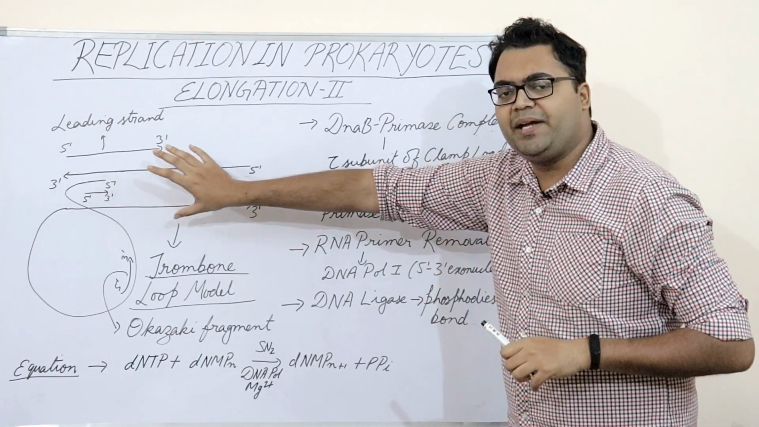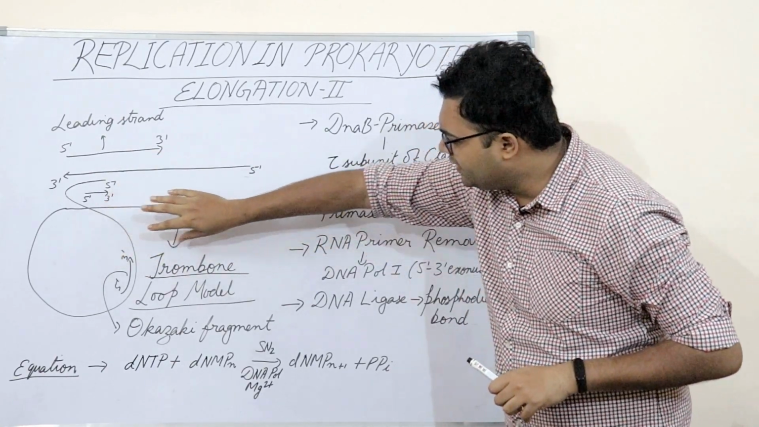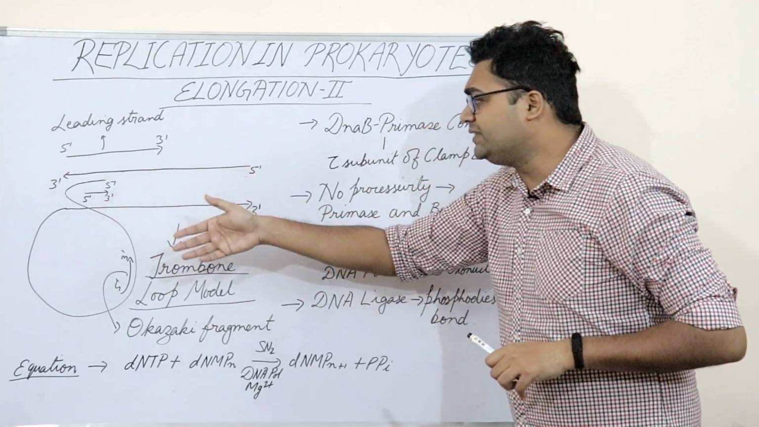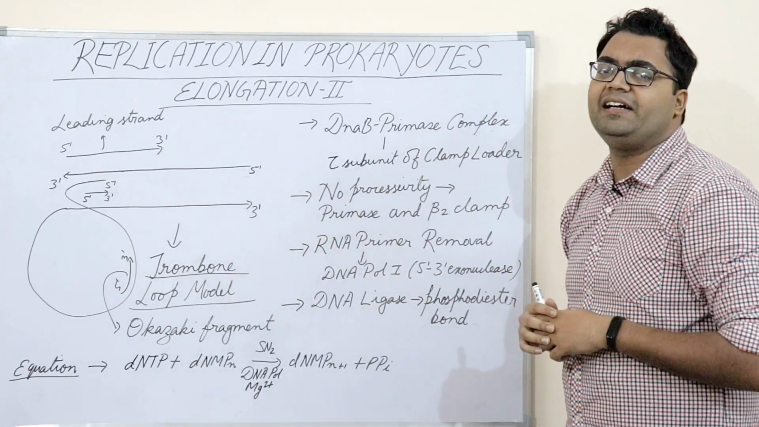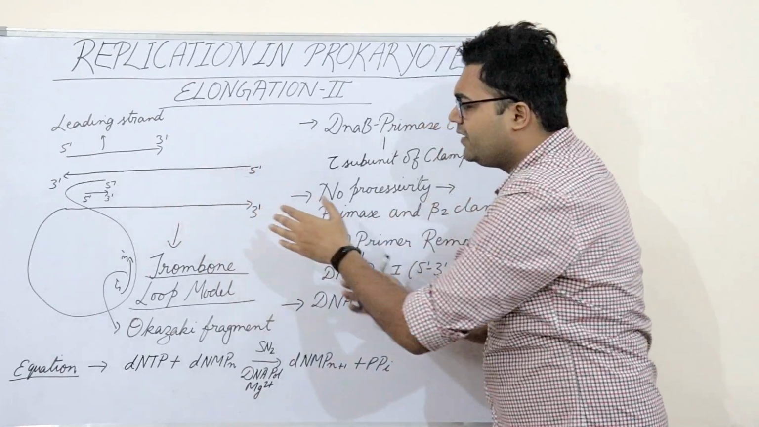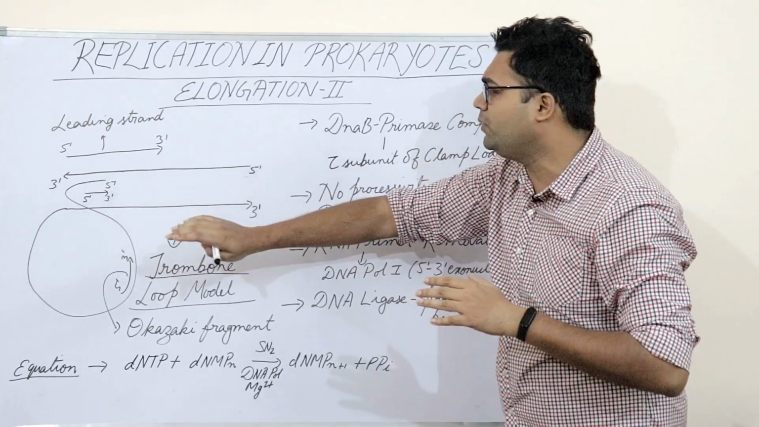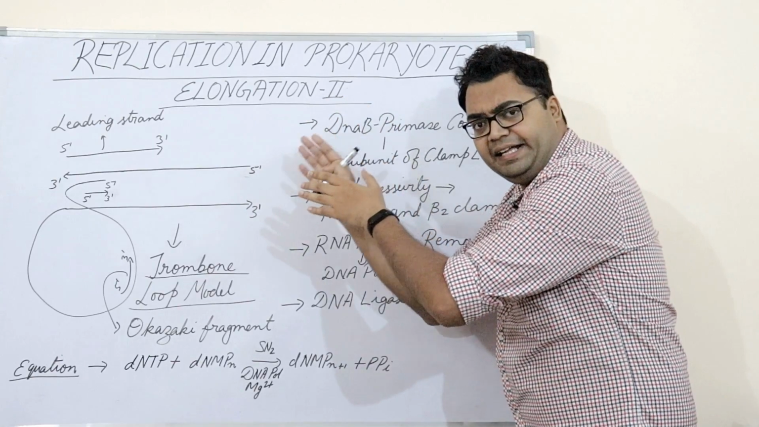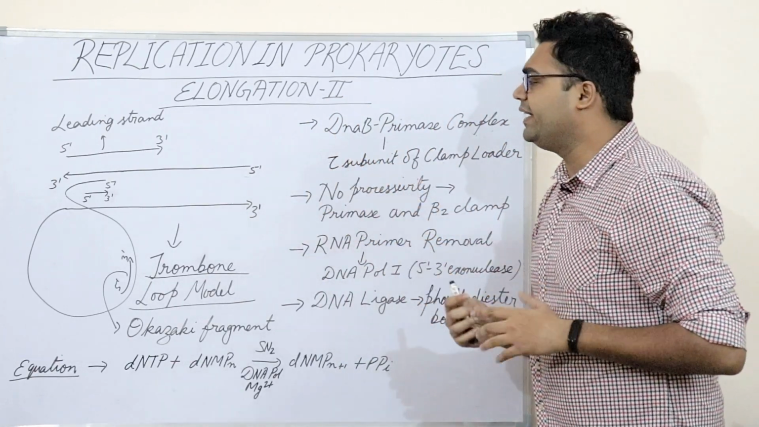in a hexameric manner. Now what happens is that this part, the lagging strand template, gets unwound much more than the leading strand template. It has to be unwound much more, not in the sense that it gets half unwound, but the synthesis of the leading strand is always faster compared to the lagging strand.